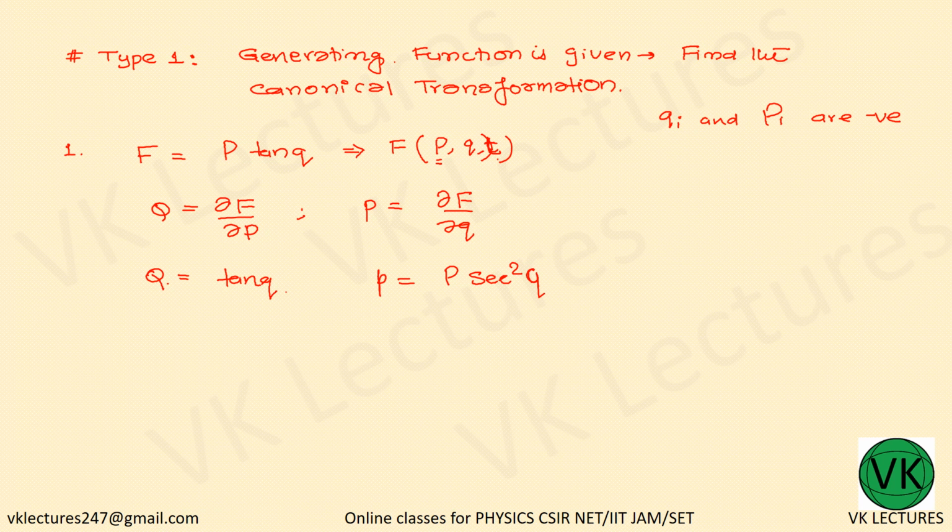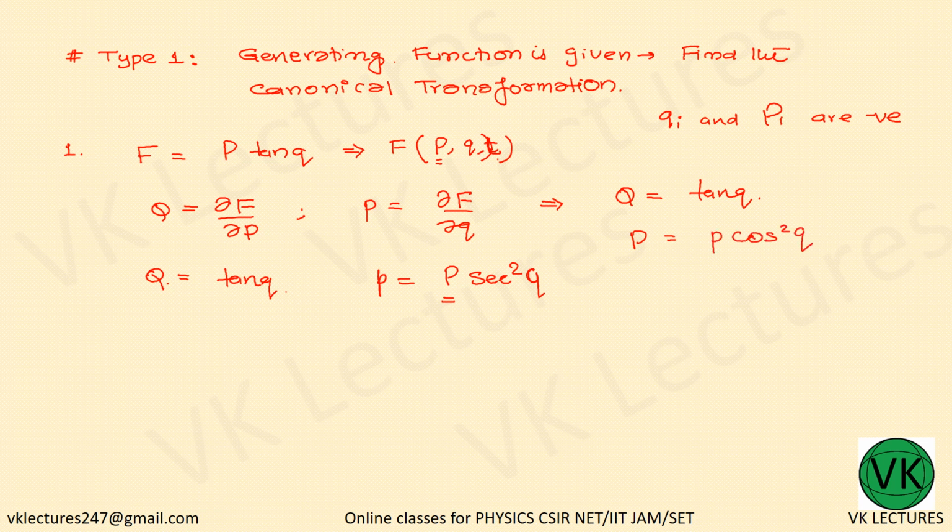So now we need to write in terms of capital P and capital Q here. So capital Q is equal to tan q, and capital P, so from here capital P will be equal to p by sec square q, which is equal to p cos square q.